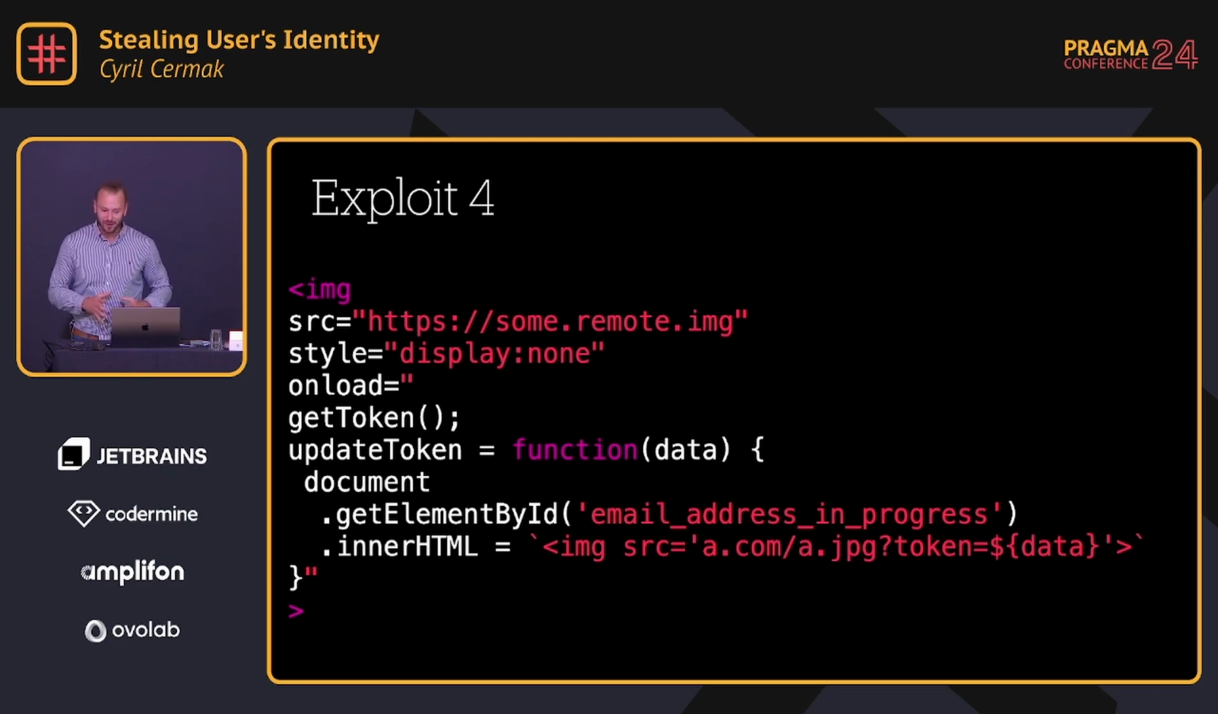So exploit 4, let me explain what it does. Now we have yet again the image source, which is going to trigger our onload. Onload will call the get token, and update token we're going to override. But instead of displaying it, we're going to inject yet another image, where we're going to basically paste the token, which you can see on the very last line at the bottom right, and we're going to inject it as a parameter. Now, this took me a while to figure out.